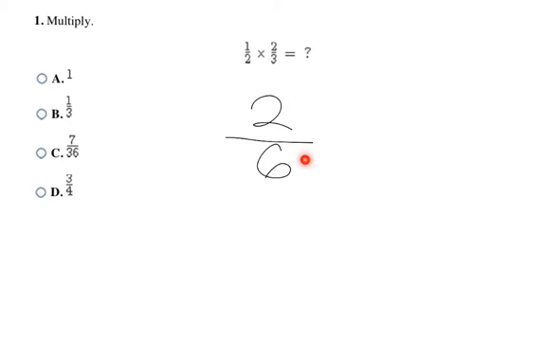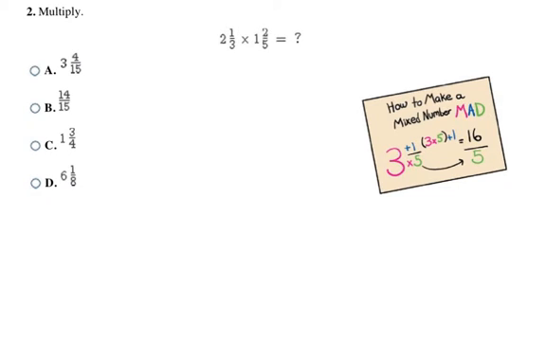I look, and both of these numbers are even, so I know I can at least divide a 2 out. So I'm going to divide both these numbers by 2. 2 divided by 2 is 1, and 6 divided by 2 is 3, and 1/3, those are both prime numbers. There's nothing in common that I can divide them both by, so my final answer is going to be B, 1/3.